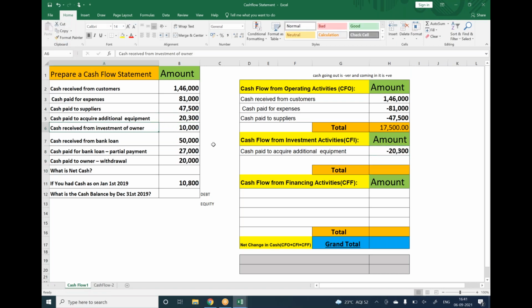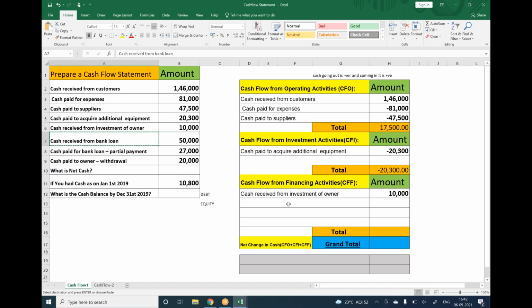Then cash received from investment of owner. Where will this go? Anyone? Excellent. Very good. It's investment. Anything with respect to investment will come under CFF. And that is nothing but you have received, so it will be plus 10,000. Whereas CFI is only one item. Sum of 20,000. Close it. Enter. And then you have cash received from bank loan, cash paid for the bank loan.